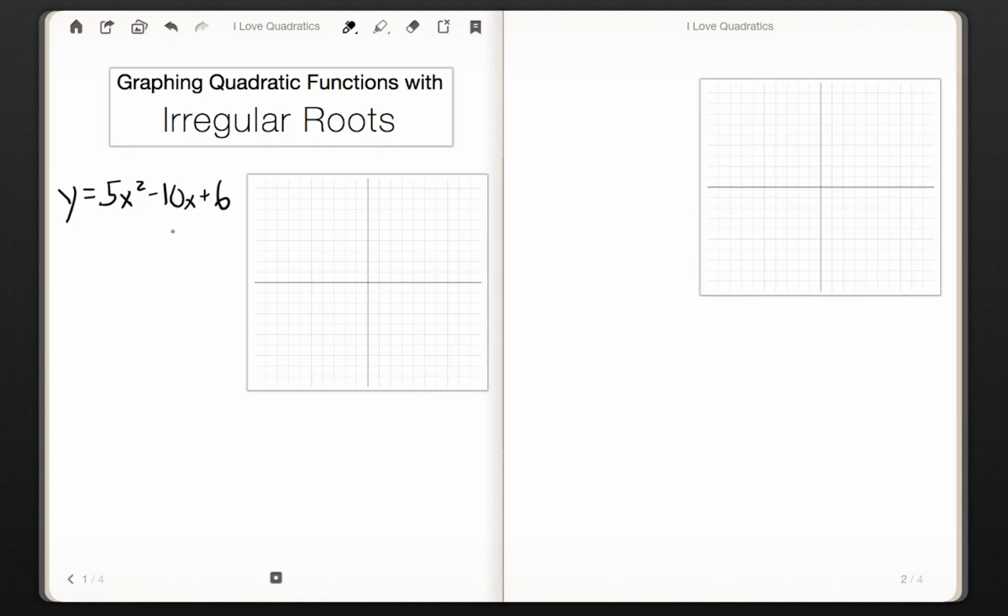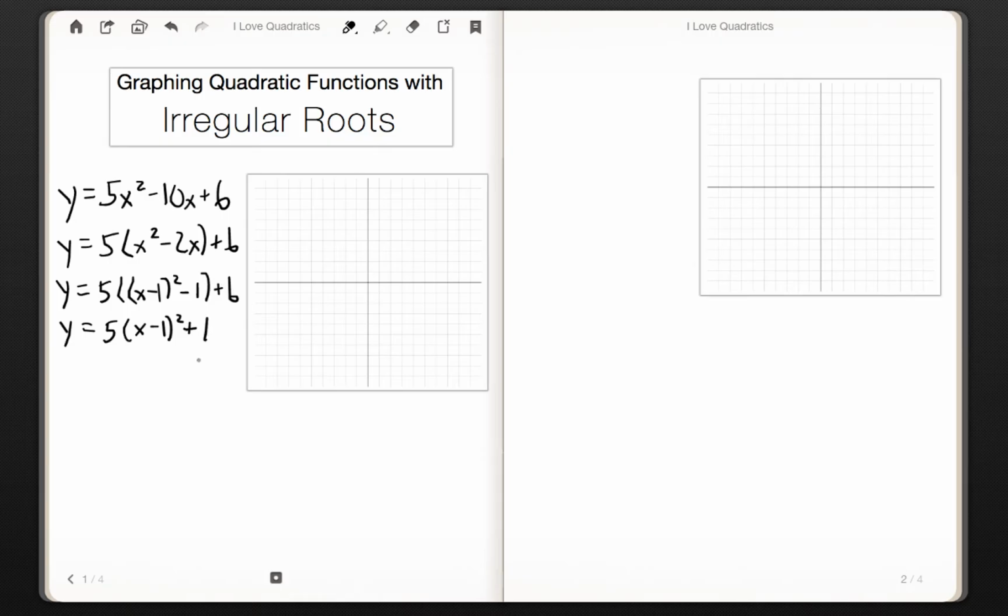So the next thing to try is going to be vertex form. And to get vertex form, we know that we can complete the square, start that process. So we'll factor out a 5 from there. Then we'll change this to x minus 1 squared, x squared minus 2x plus 1. So we take out the 1. Bring this minus 5 to the outside, plus 6 will be plus 1. So we see that the vertex is 1, 1. So we have our vertex.